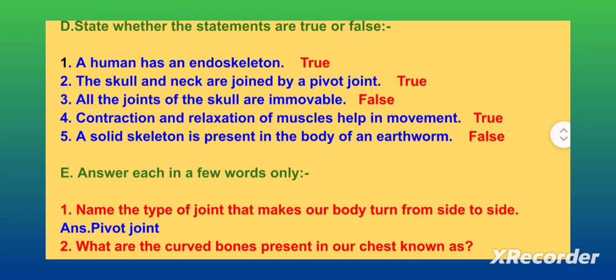True or false? A human has an endoskeleton. True. The skull and neck are joined by a pivot joint. True. All the joints of the skull are immovable. True. Contraction and relaxation of muscles help in movement. True. A solid skeleton is present in the body of an earthworm. False.